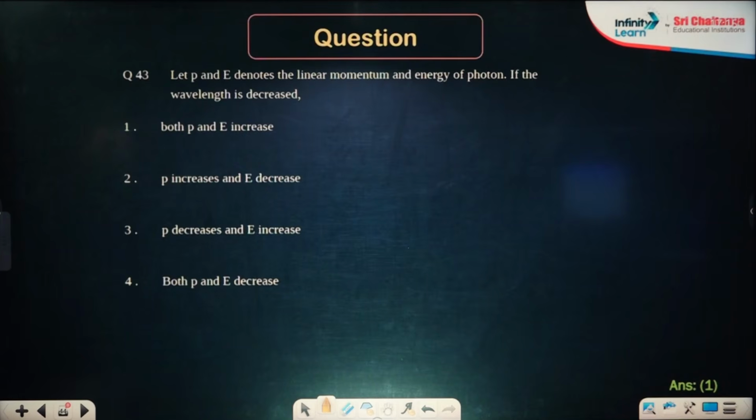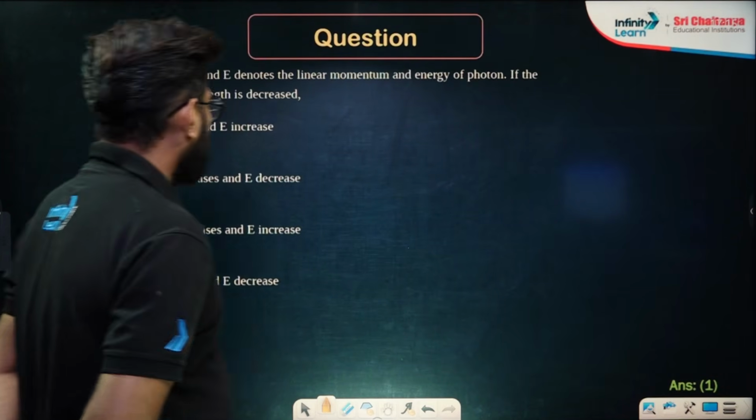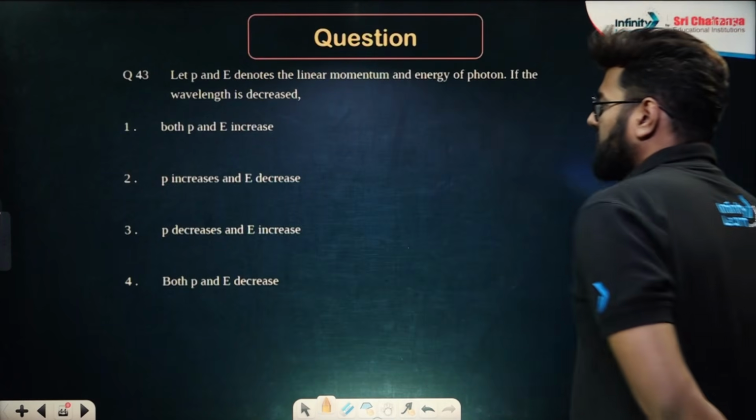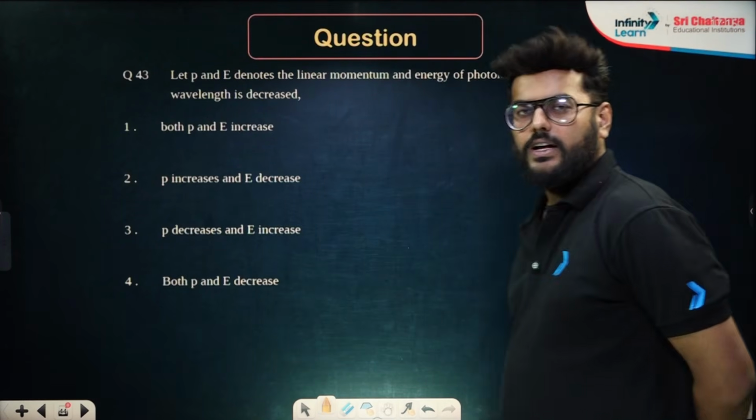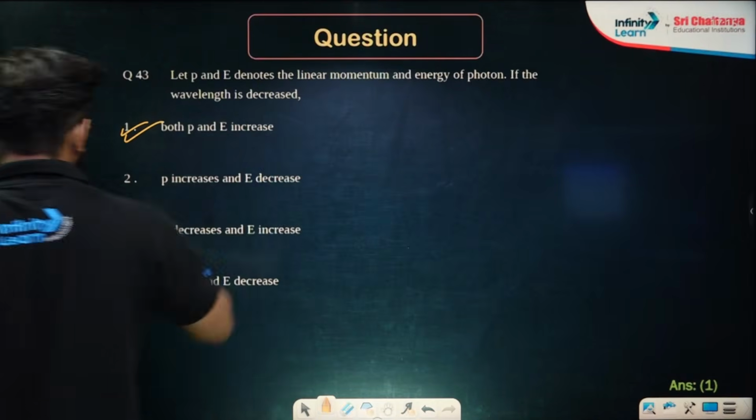Let P and E denote the linear momentum and energy of a photon. If the wavelength is decreased, then both P and E increase. Yes, h upon lambda and hc upon lambda. Option number 1 is correct.